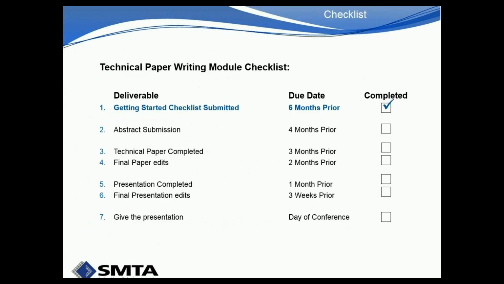Finally, this is an example checklist that you can use to help make sure you stay on track. This is just an example, but I do recommend that you write something down to this effect so that you are not surprised on pending dates. This includes getting your idea started, your abstract submission, when the paper is due, when the presentation is due, and when you finally give the presentation the day of the conference.